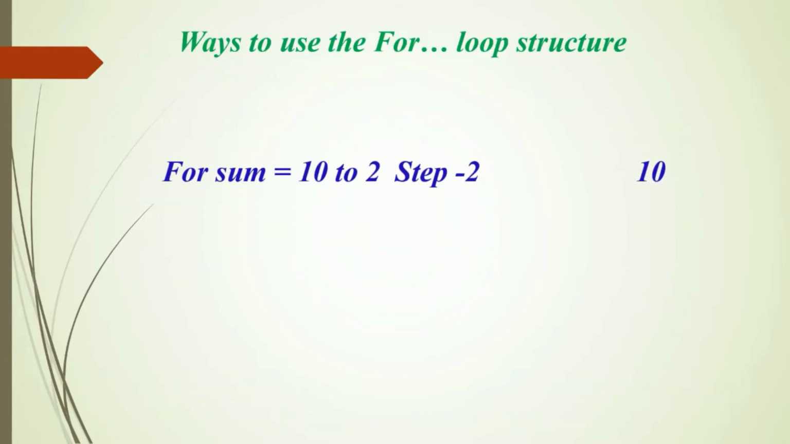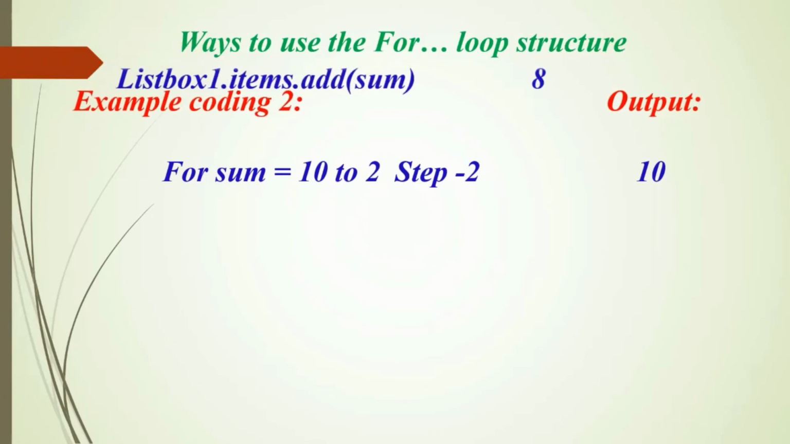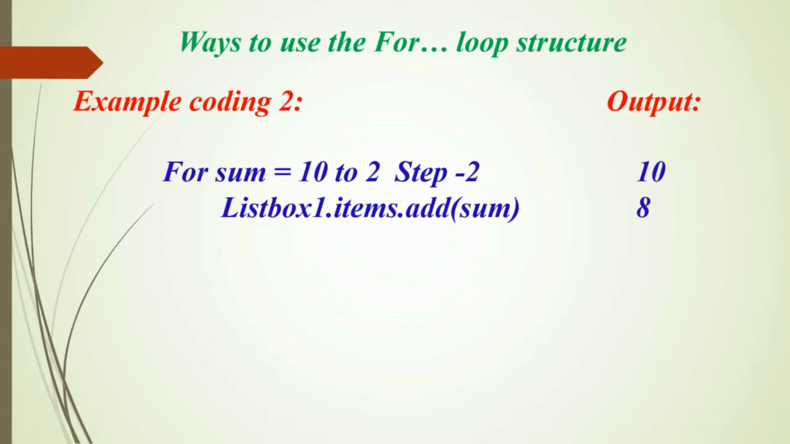Now I am going to use another example to show the step value as a negative value. I specified it in the step, and see how the output will be displayed. Here, can you tell what is the name of the counting variable? Sum. Sum is the name of the counting variable. Its start value is 10, end value is 2, and the step value is minus 2.